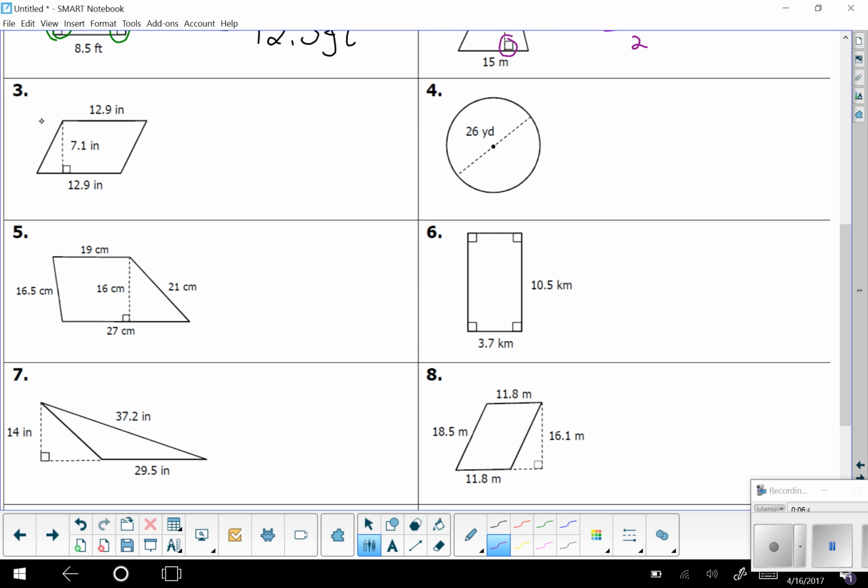For this one, it's a parallelogram. Bases are the same. So the area is going to be base times height. It doesn't matter. 12.9 times 7.1, and that's going to equal 91.6 inches squared.